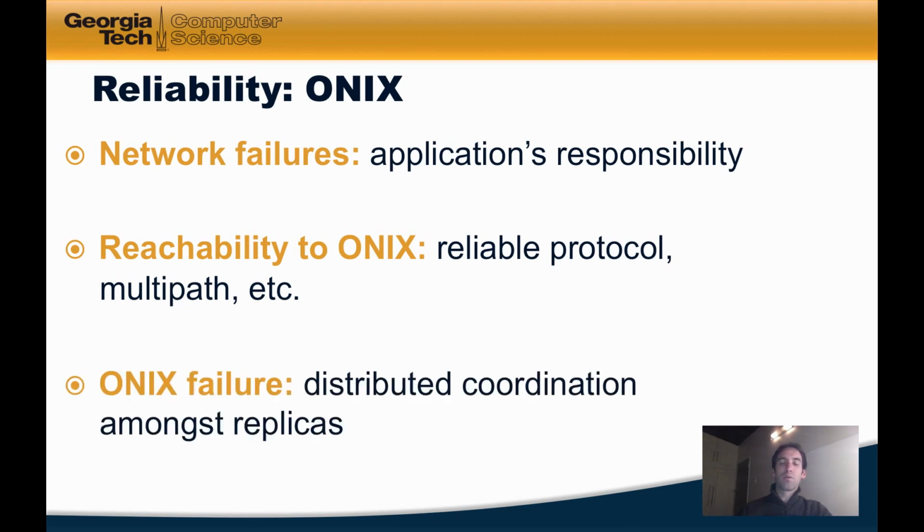Now, if ONIX itself fails, the solution is to take a similar approach, which is to apply replication and then use a distributed coordination protocol amongst those replicas. Because ONIX has been designed for a far more general set of applications than the routing control platform, a more complicated distributed coordination protocol is necessary. Some of the details of those coordination protocols are discussed in the paper that was referenced on the original slide where we introduced ONIX in this lecture.